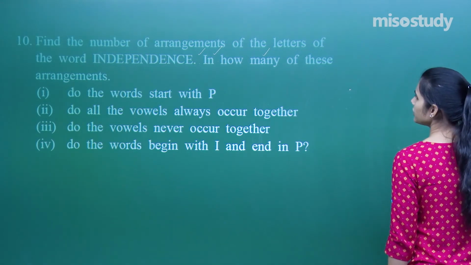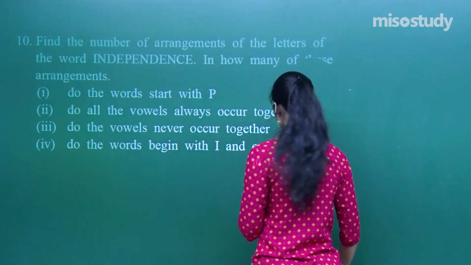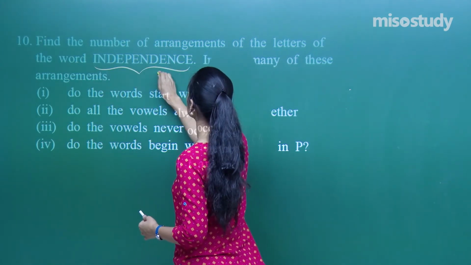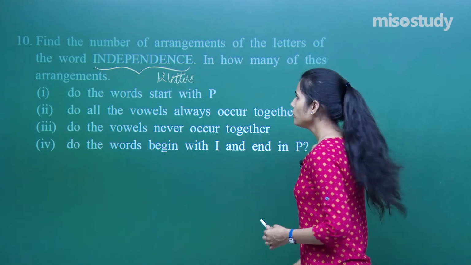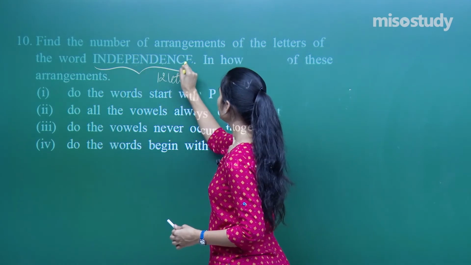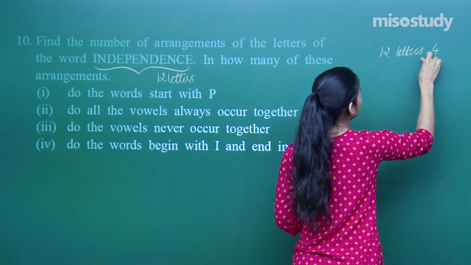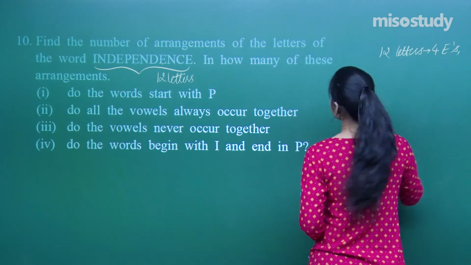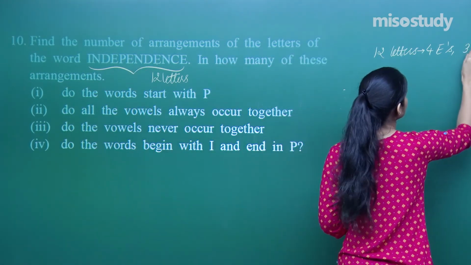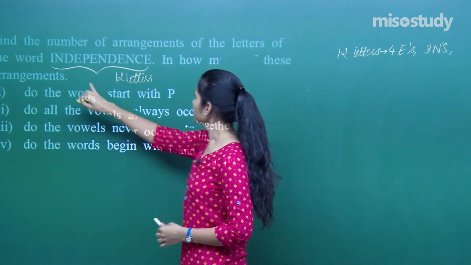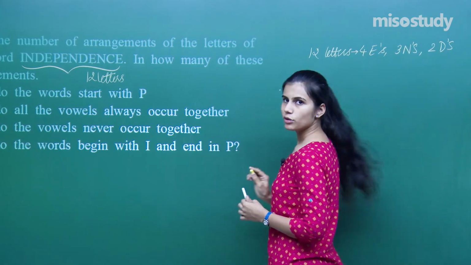Moving to the next question, we have: find the number of arrangements of the letters of the word independence, in how many of these arrangements, and then the conditions are given to you. Let's begin. If you talk about this word independence, this basically has 12 letters in which there are 4 E's. So 12 letters you have, 4 E's you have, 3 N's you have, and 2 D's you have. That's how the word is.